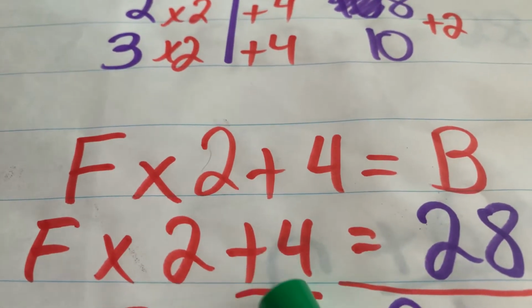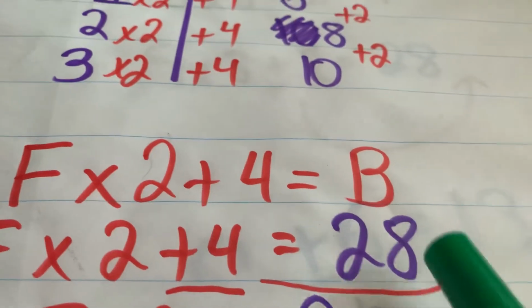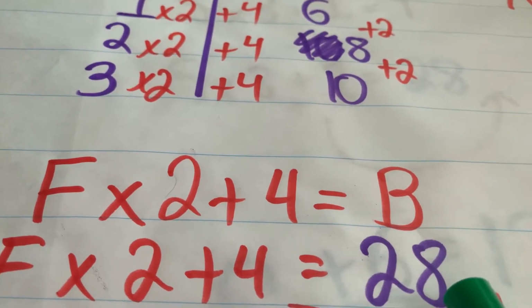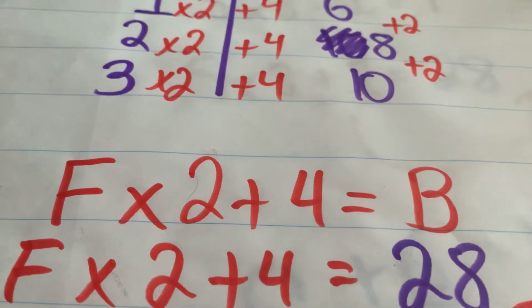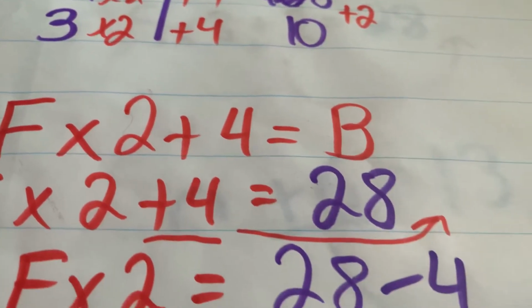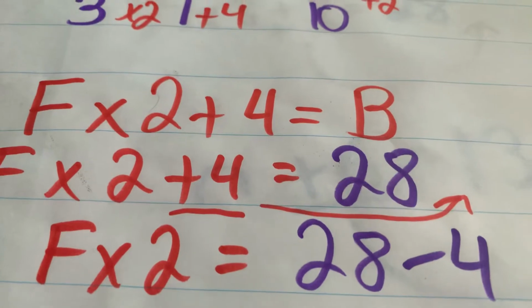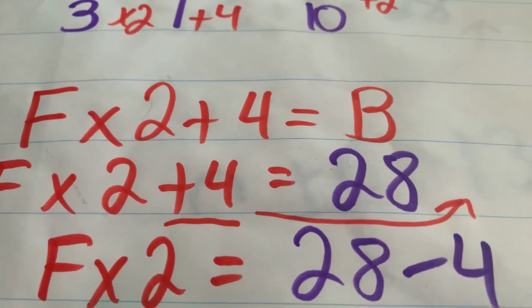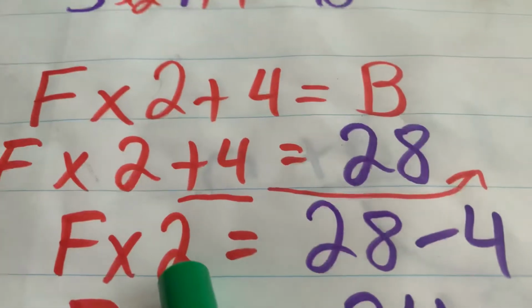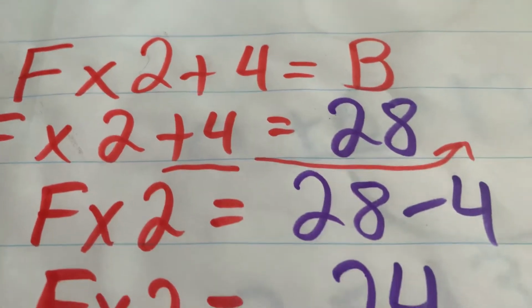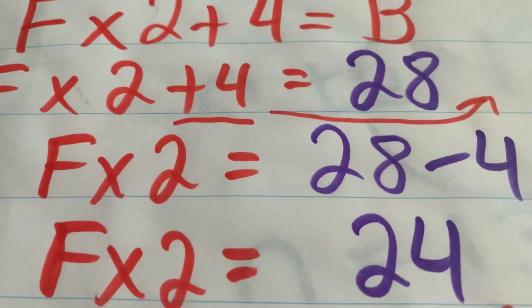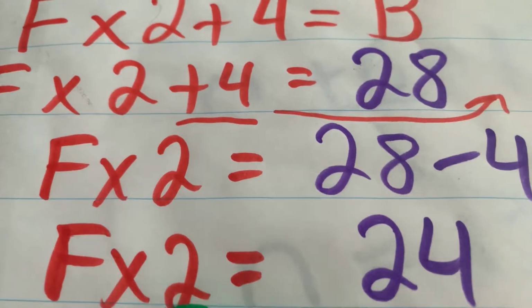So my plus 4 is going to move to the other side. It's going to go over here where the 28 is. And because it's crossing the equal sign, it switches operation. So it's no longer plus 4, it becomes minus 4. And on the left-hand side, I just write whatever I have left over. I still have my F times 2 equals 28 minus 4. So 28 minus 4 is 24. That leaves me with F times 2 equals 24.